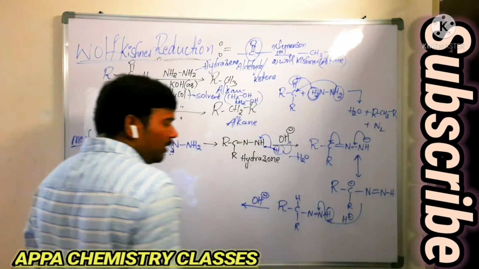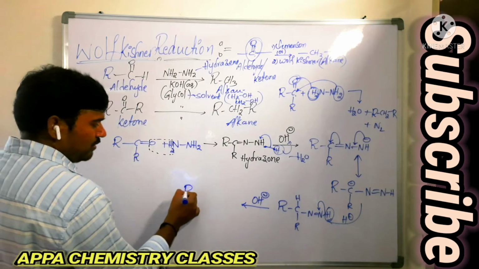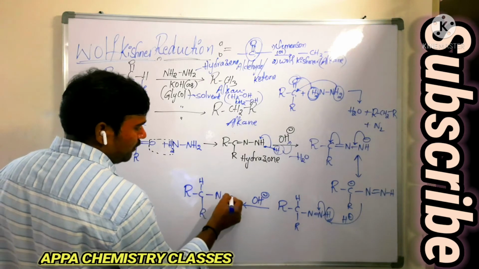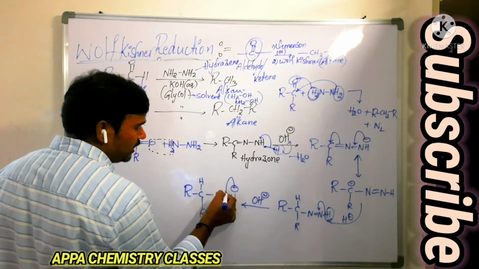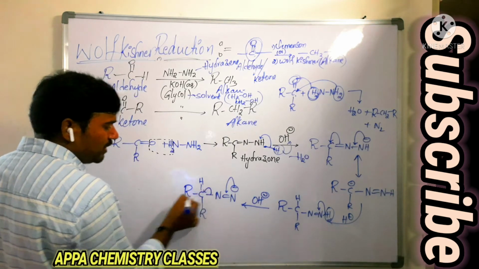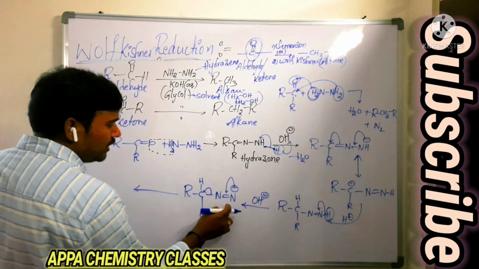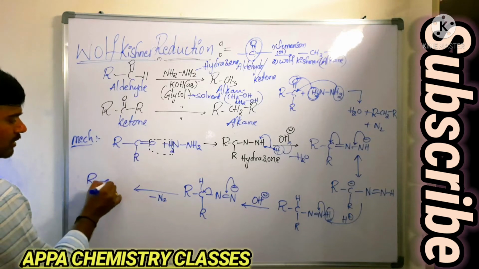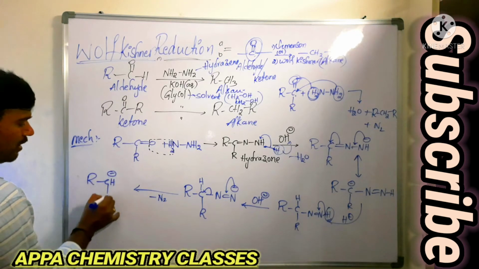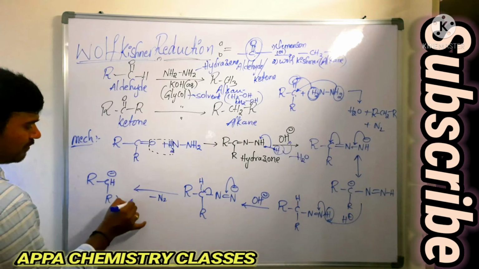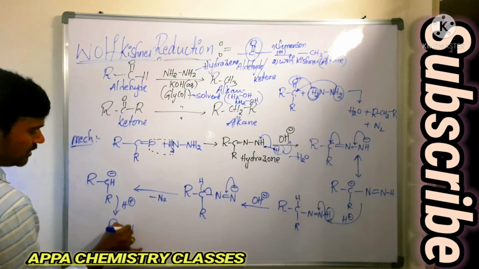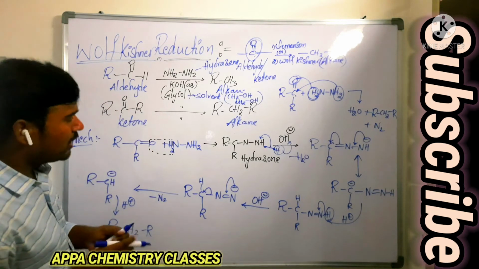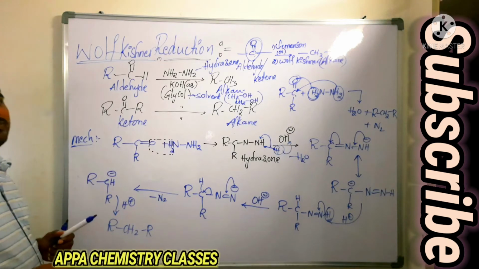Again this bond is shifted onto that nitrogen. We are going to get N double bond N minus. This negative charge again comes here, and this bond is shifted onto this carbon. Then it is completely removed as nitrogen gas, by loss of nitrogen. We get RCH minus R, which on protonation gives RCH2R. That is the hydrocarbon we are getting. So that is the actual mechanism which takes place in the Wolff-Kishner reduction.